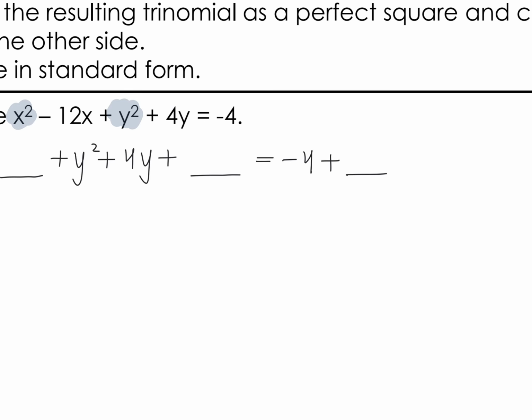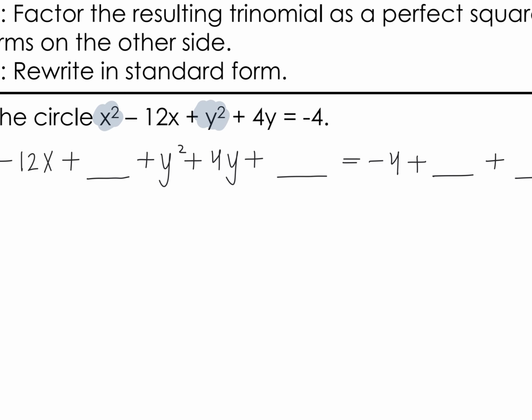And so what I'm doing here is pre-filling out these blanks that I'm going to be filling in when I complete the square, just so that in the end I look and I see, did I add it to both sides to keep my equation equal?